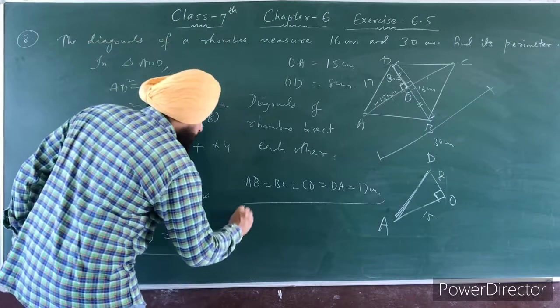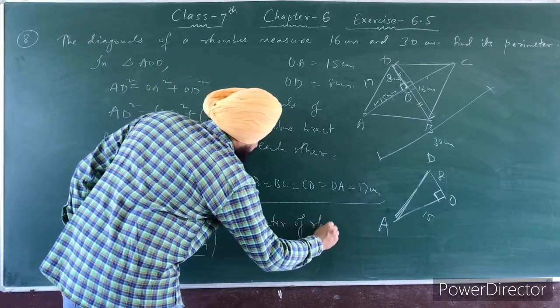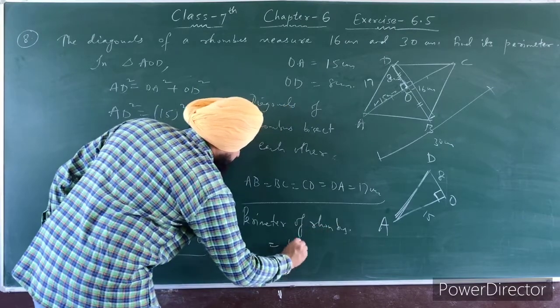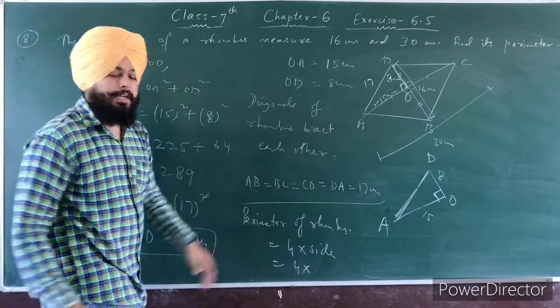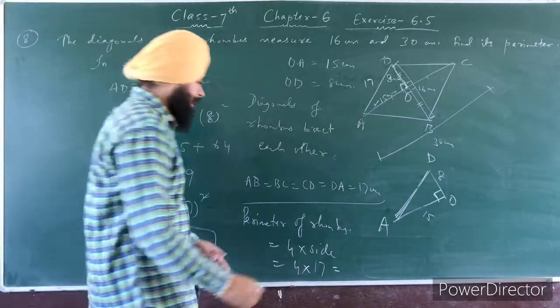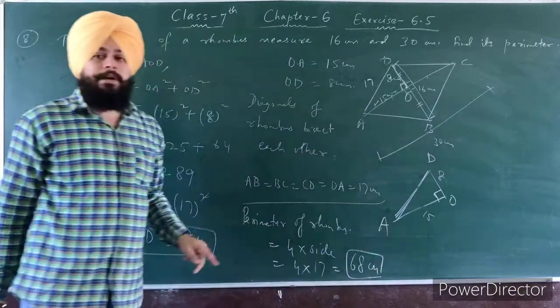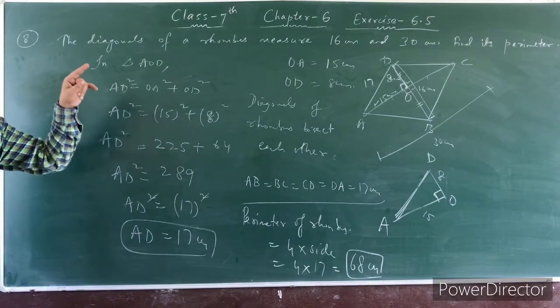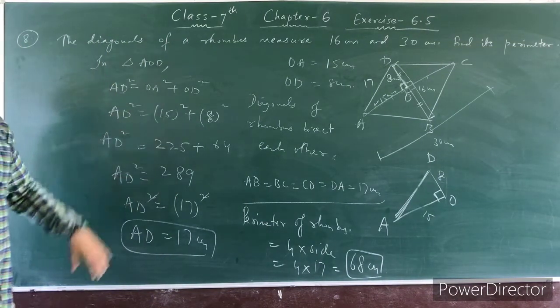So the perimeter of a rhombus formula is 4 multiply side, and the length of each side is 17. So 17 fours are 68. So 68 centimeter is the perimeter of this rhombus ABCD. So this is your question number 8 of exercise 6.5.